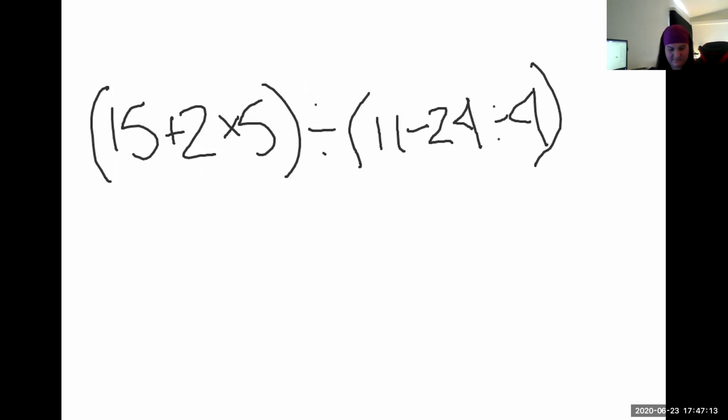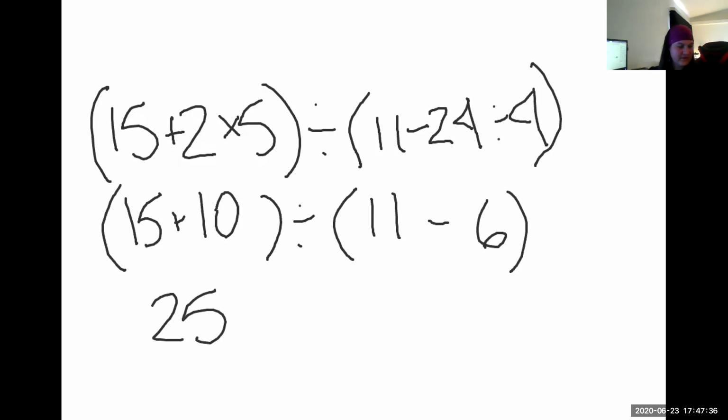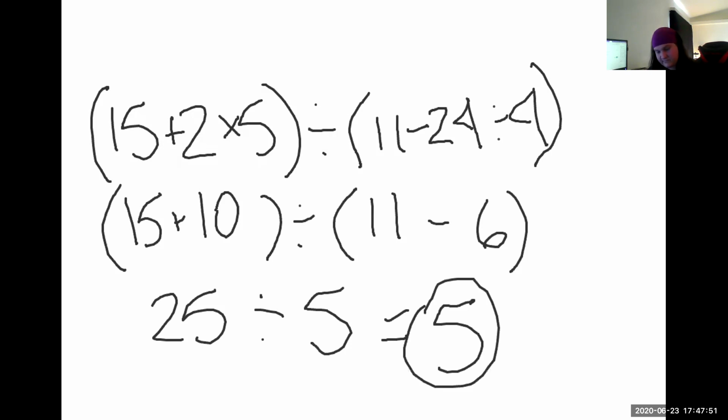So let's break it down. 2 times 5 is 10. 24 divided by 4 is 6. Okay, so now we have 15 plus 10 divided by 11 minus 6. Well, 15 plus 10 is 25. 11 minus 6 equals 5. 25 divided by 5 is 5, and B is 5, so we know we have the right answer. Cool. Moving on.